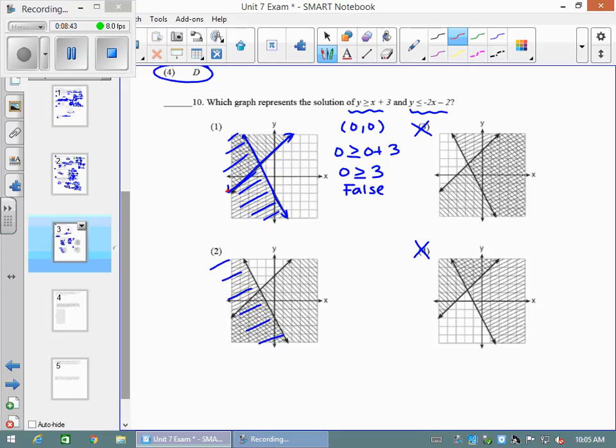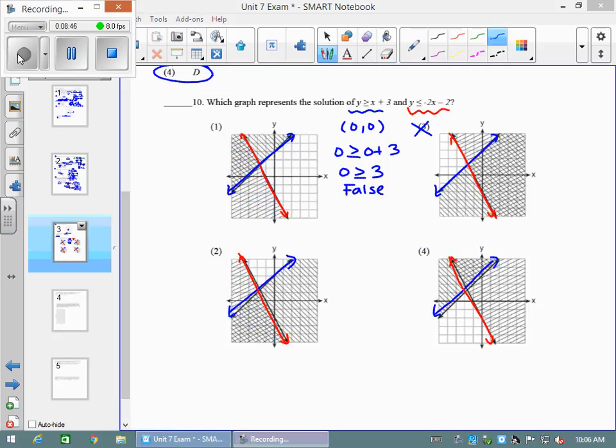Sorry about that, guys. I got a little confused with my colors. So here, now I color coordinated both of our systems.